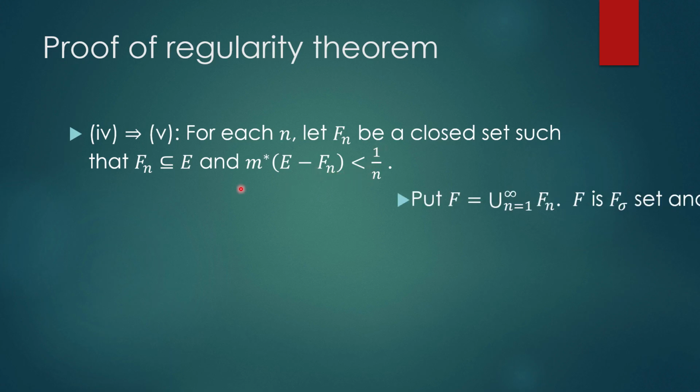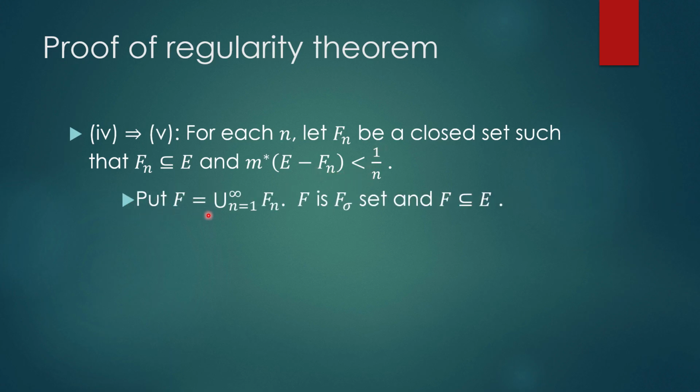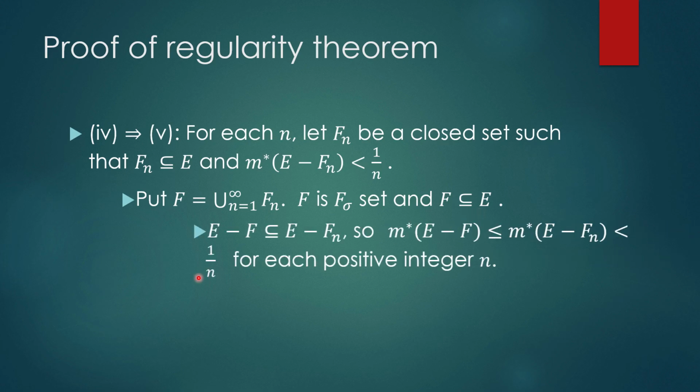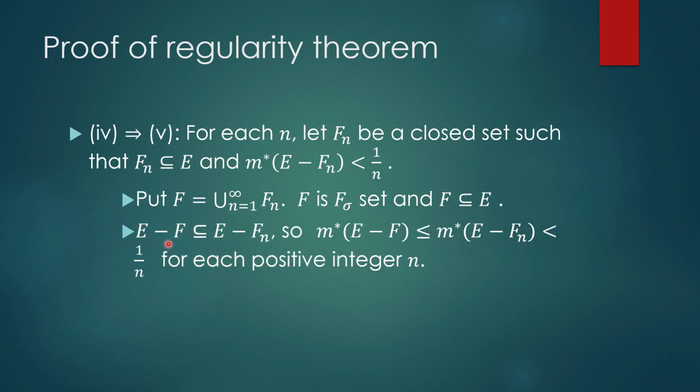Right, so then you put F equal to the countable union, n going from 1 to infinity, of Fn, and then F is an F sigma set, and F is a subset of E also, because if each Fn is a subset of E, their union is also a subset of E. So E difference F is a subset of E difference Fn. So outer measure of E difference F is less than or equal to outer measure of E difference Fn, and that is less than 1 upon n for each positive integer n.